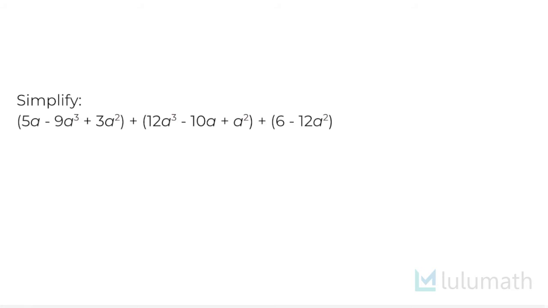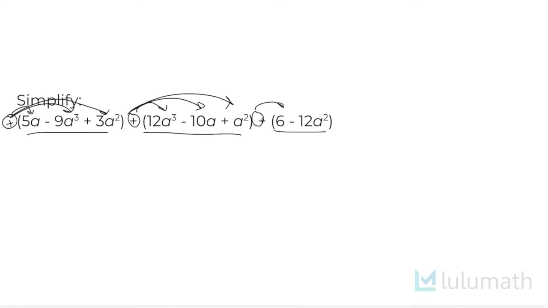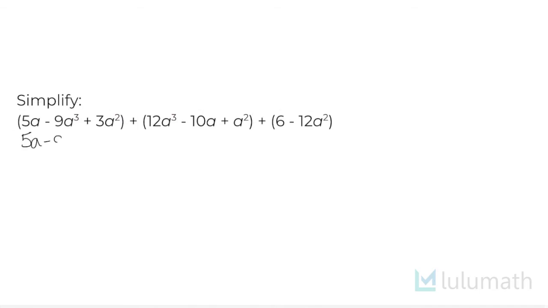Okay, in our last example, we're asked to simplify this example that we have here. Now here we have 3 separate groups, but again, each time we're just distributing a positive 1 through, so that's not changing any of my terms, so I can rewrite this without my brackets.